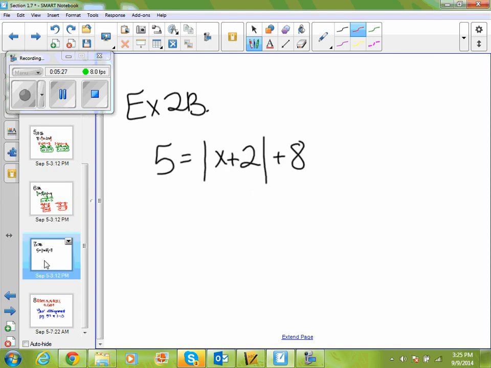Okay, so let's look at one more. We'll go ahead and get started. So I have 6 equals the absolute value of x plus 2 plus 8. So I need to get my absolute value by themselves. I need to get rid of first the 8. Okay, so I get rid of a plus 8, minus 8.